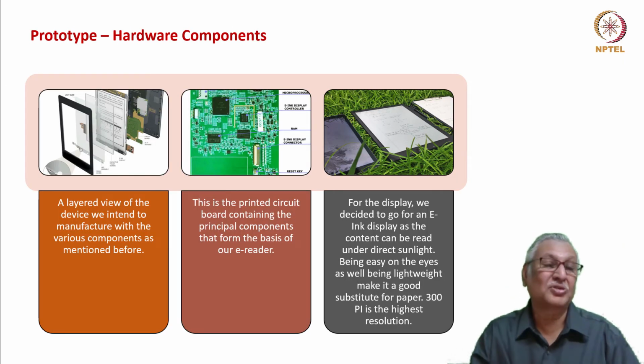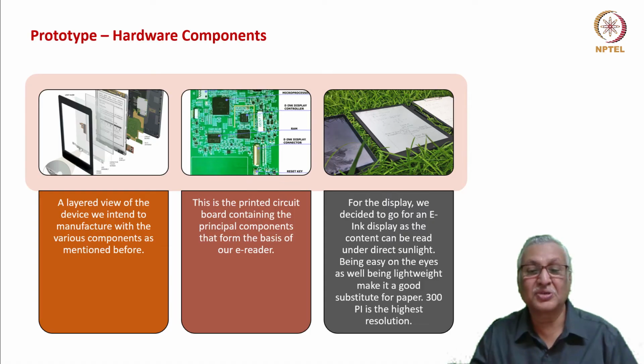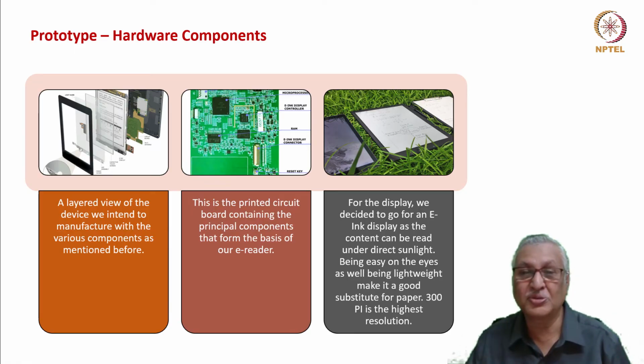The prototype has to be eventually manufactured. So there is a layered view of the device which the team wanted to manufacture with various components as mentioned above. And there would be a printed circuit board containing the principal components that form the basis of the e-reader. And for the display, the team has decided to go in for the e-ink display as the content can be read properly under direct sunlight. It is easy on the eyes and also is lightweight. It makes it a good substitute for paper. 300 ppi is the highest resolution that is possible.